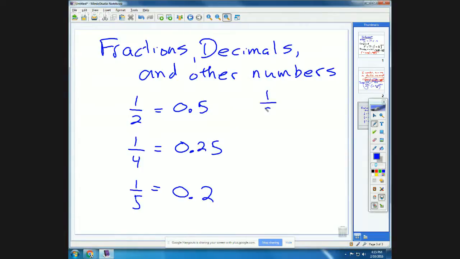Anybody know 1/8? 0.125. Nice. So I'm picking numbers that happen to terminate. 1/20th? You don't know that one? Let's see. 0.05, there you go. Okay. So is there a way to look at the denominator and say, oh, I know it's going to take 1 place, or 2 places, or 3 places? What could we do to analyze the denominators?